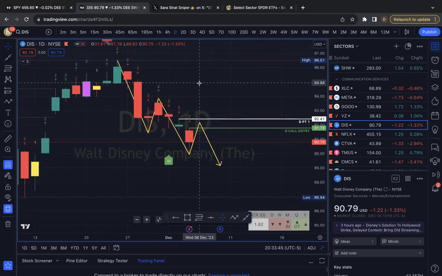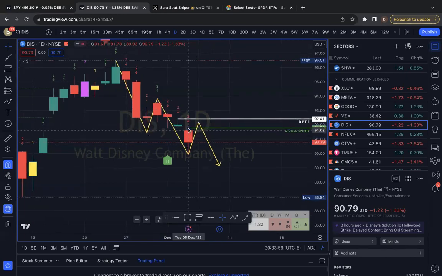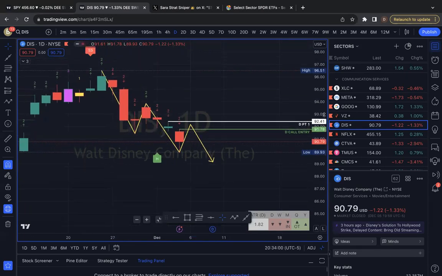Now, unless you had some insights or news, like Disney just partnered with Google for whatever, and you think that's bullish news, and you see the momentum going up, cool. But if you start going against trend, you could get smoked like that.